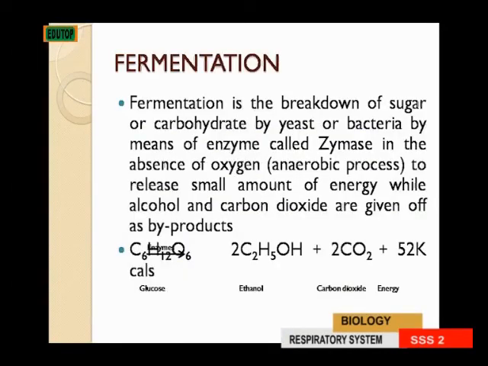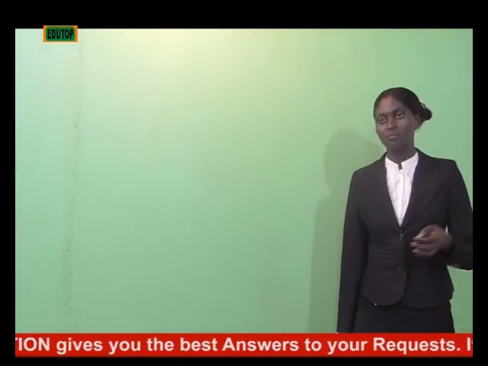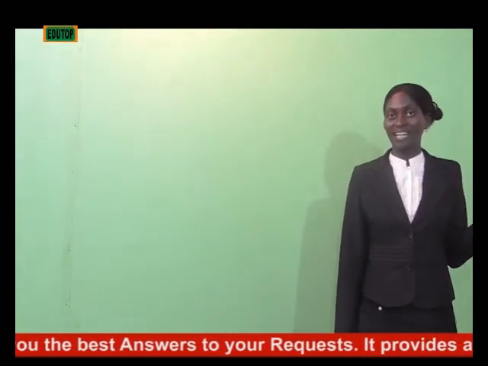Fermentation. I said earlier that fermentation is cellular respiration that occurs in plants. Fermentation is the breakdown of sugar or carbohydrates by yeast or bacteria by means of an enzyme called zymase in the absence of oxygen. So that tells you that it is an anaerobic process to release small amounts of energy, while alcohol and carbon dioxide are given off as byproducts. I said that in anaerobic respiration of plants, ethanol is given off, and ethanol is an alcohol.